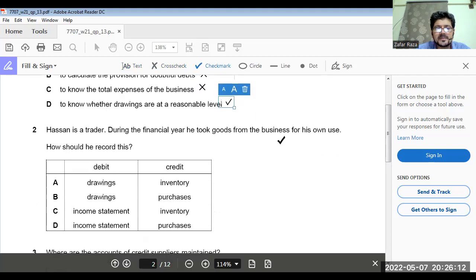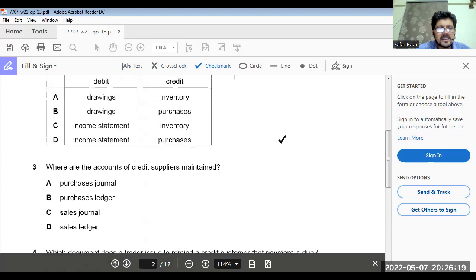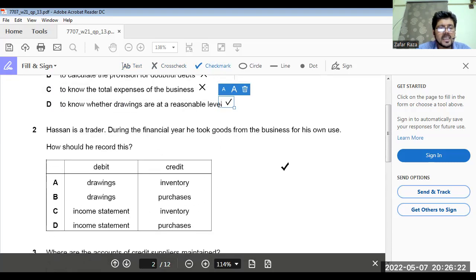Getting my point clear. Okay. Now Hassan is a trader. During the financial year, he took goods from the business for his own use. How should he record it? Drawings debit, purchases credit, B option is the answer. Drawings debit and purchases credit. B option is the answer.